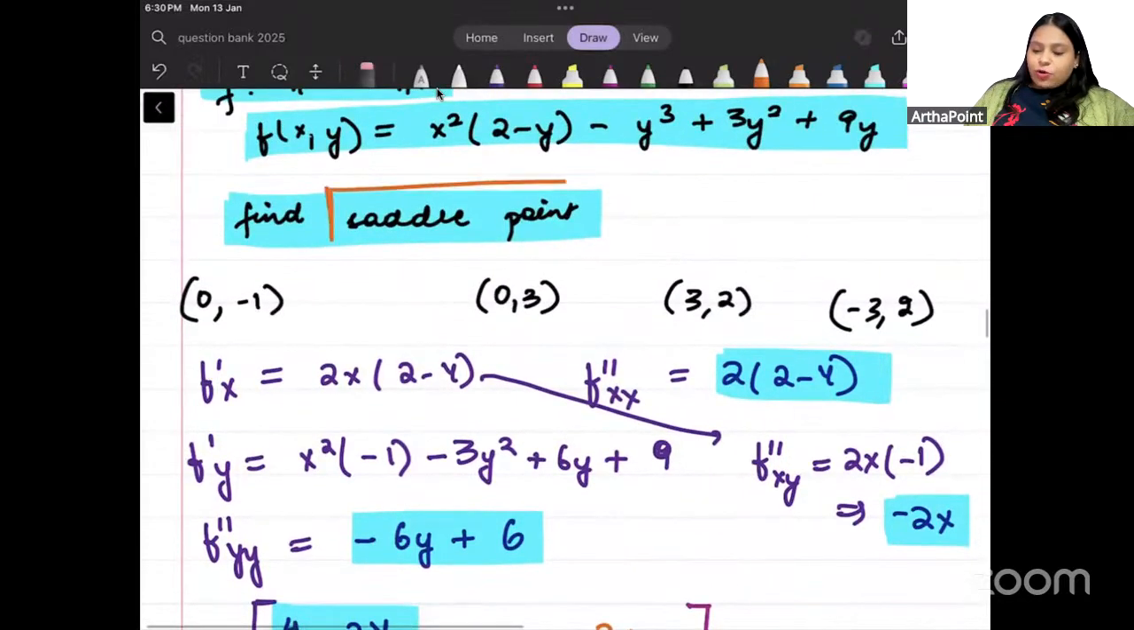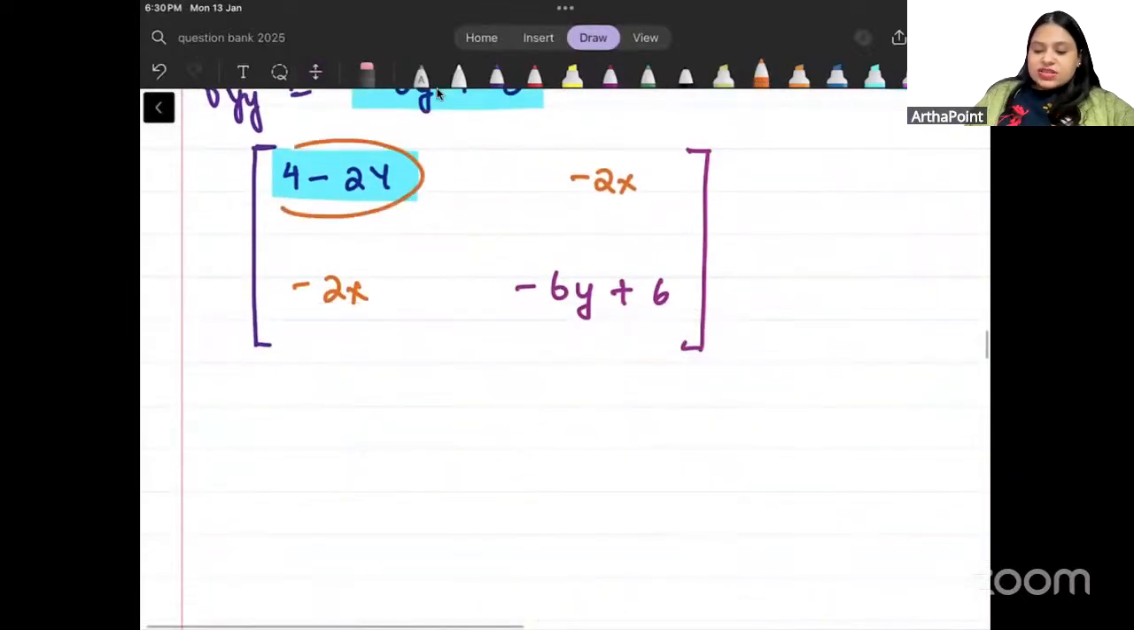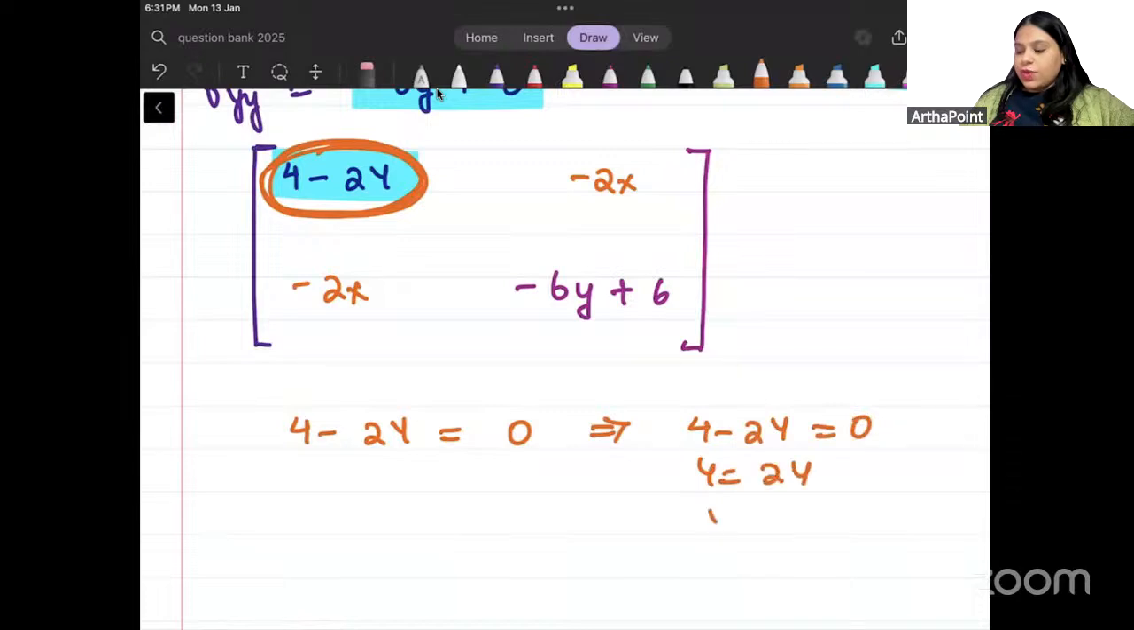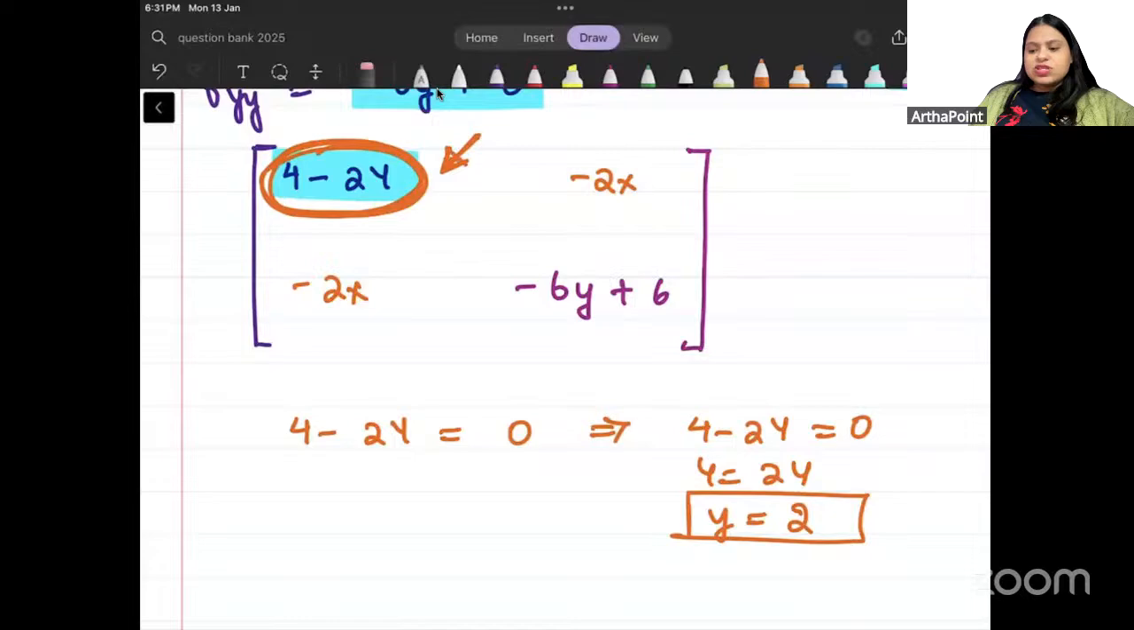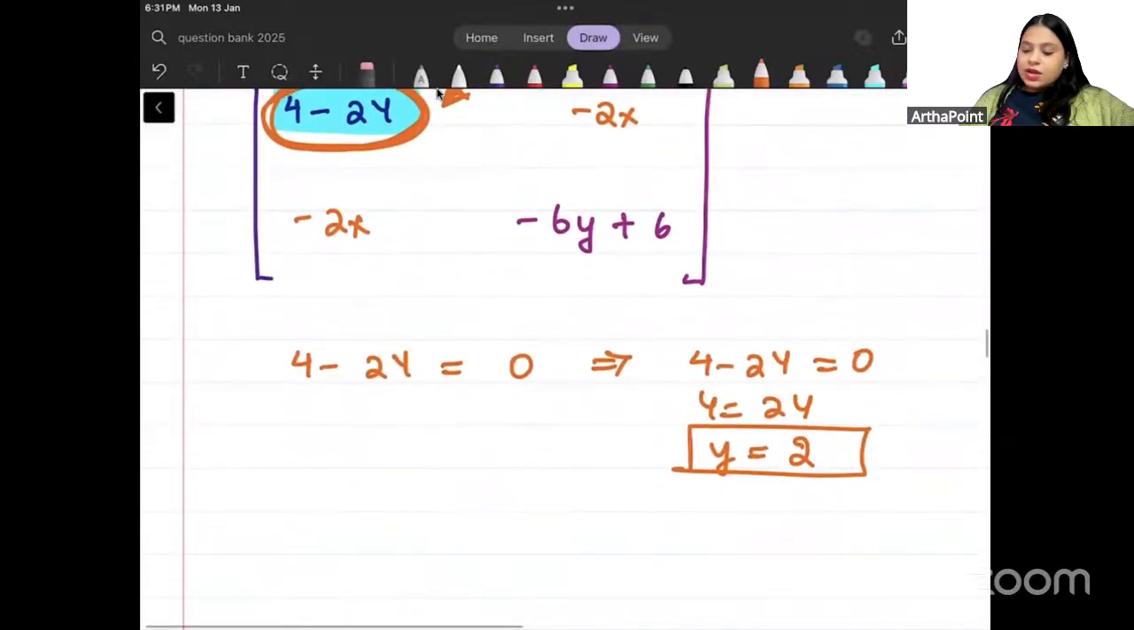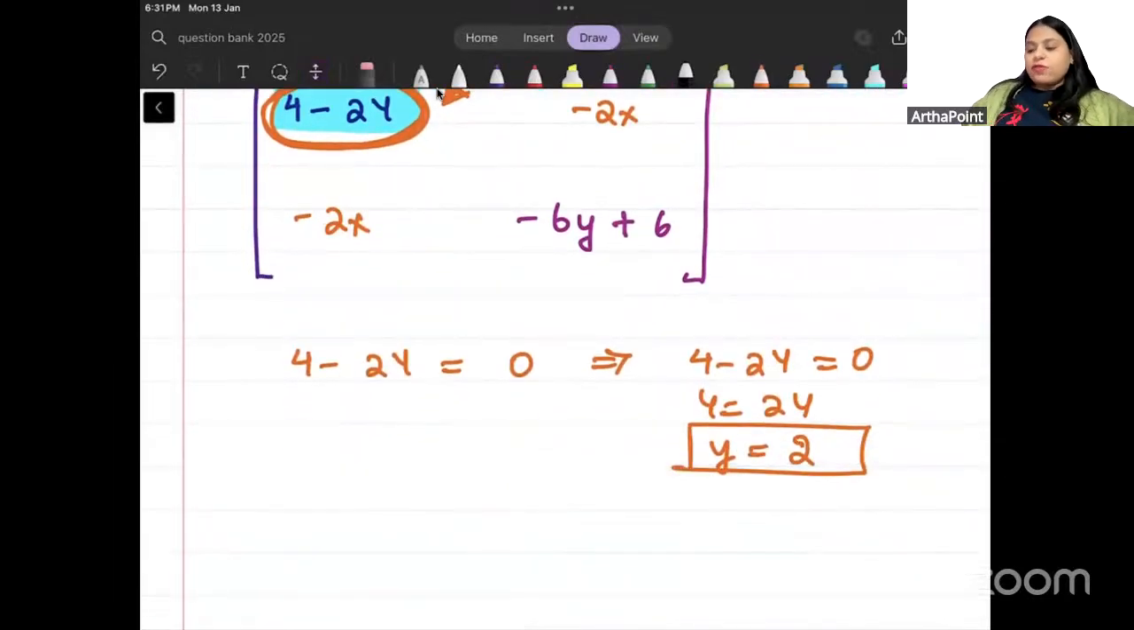First condition for saddle point is that whenever you see this becoming 0, that is where you will know that it's a saddle point. So 4 equal to 2y, y equal to 2. That is your first hint towards the saddle point, that this first leading principal minor is 0, right? So from there only you can start eliminating. Now the second hint is that we have always seen that the second leading principal minor should be positive. If it is negative, it's a saddle point. So let's find the determinant.